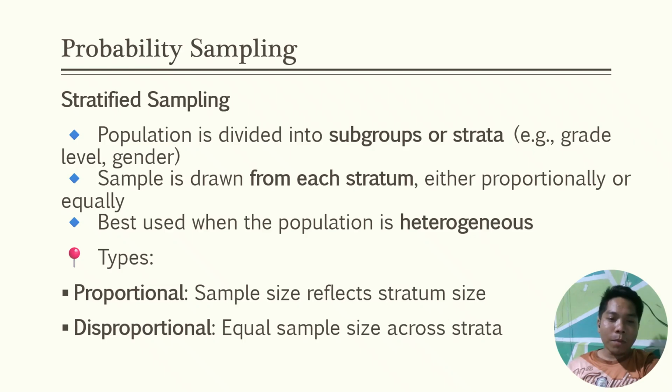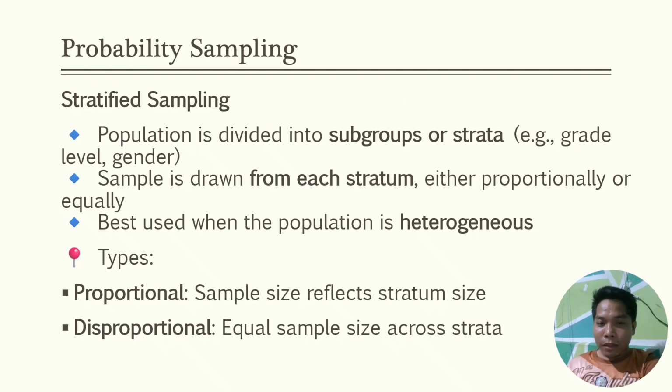So under stratified sampling, we have proportional stratified sampling and disproportional stratified sampling. In proportional sampling, sample size reflects the stratum size. For example, you have a population of 100, and your identified strata is gender. The male and female numbers are 40 and 60, 40 for male and 60 for female.